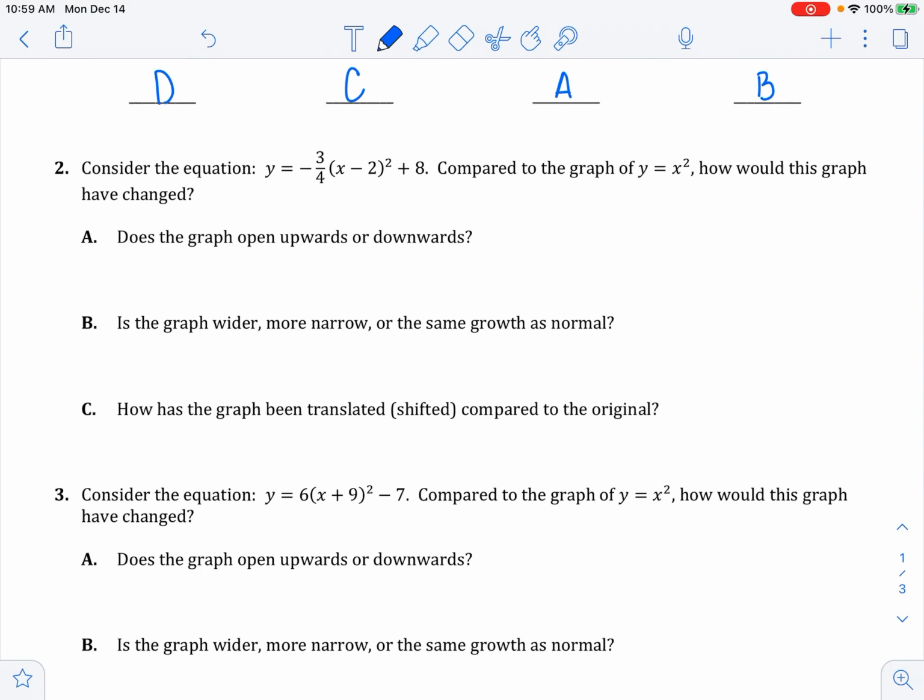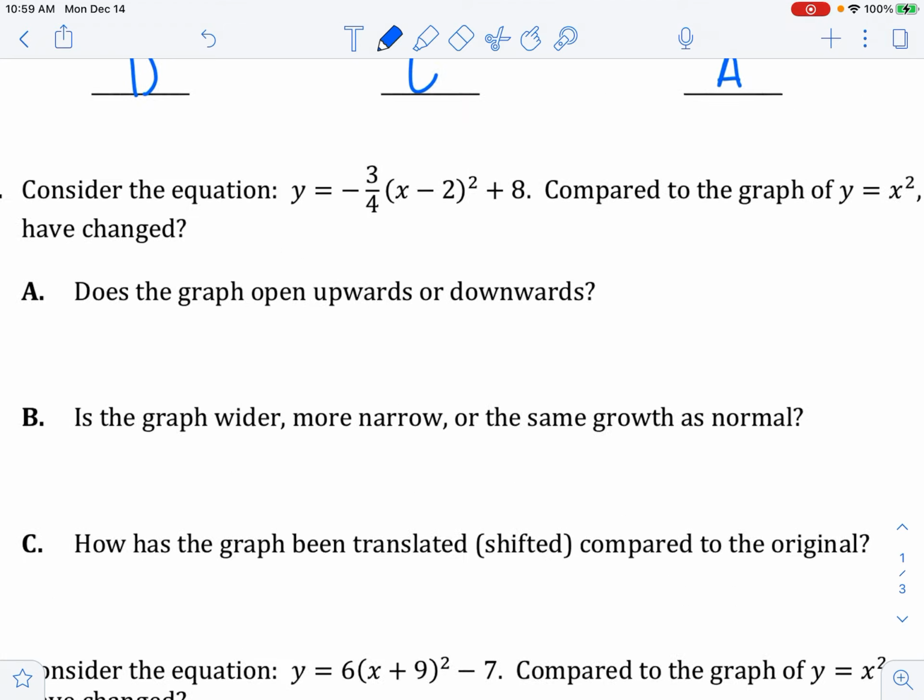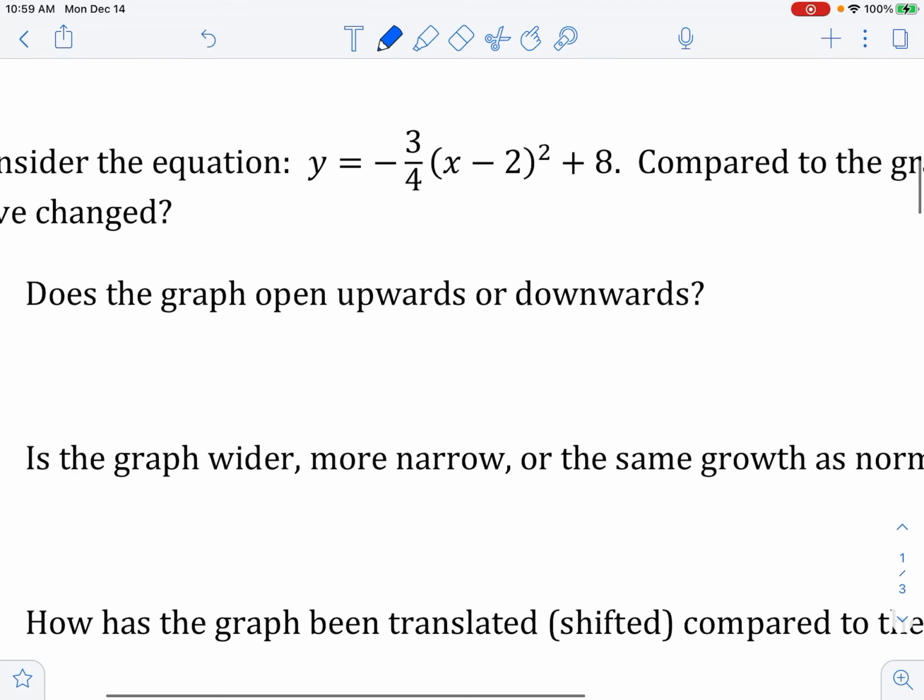All right, number 2, consider the equation y equals negative 3/4 times the quantity of x minus 2 squared plus 8 compared to the graph of y equals x squared. How would it compare to this graph? So first off, does my graph open upward or downward? There's a negative in front, so it is downward.